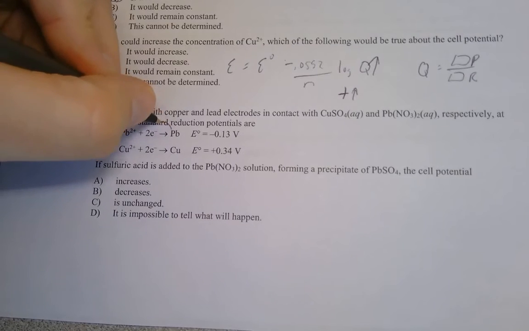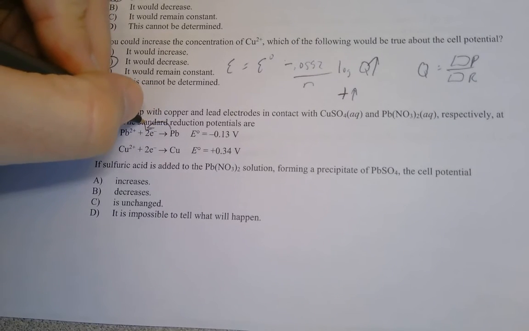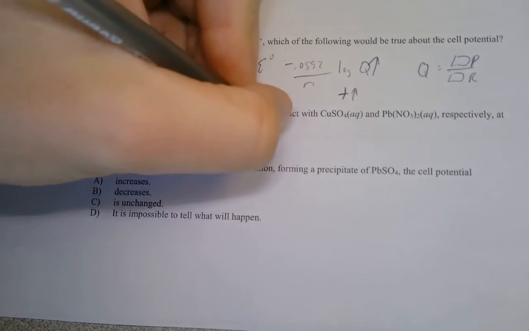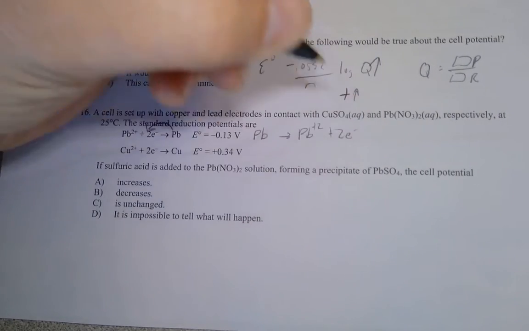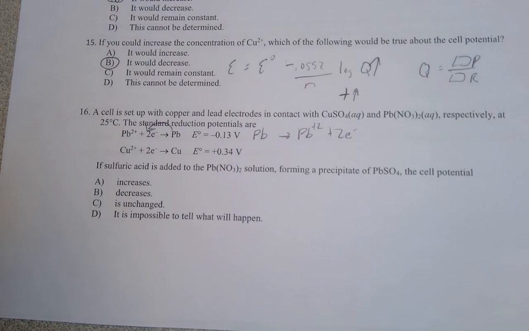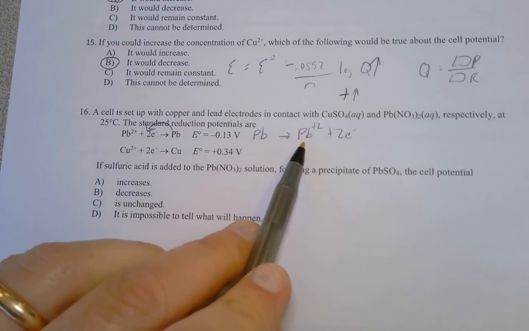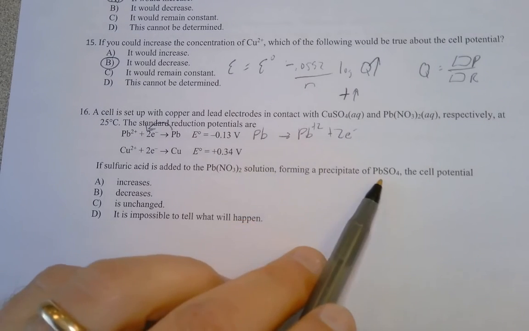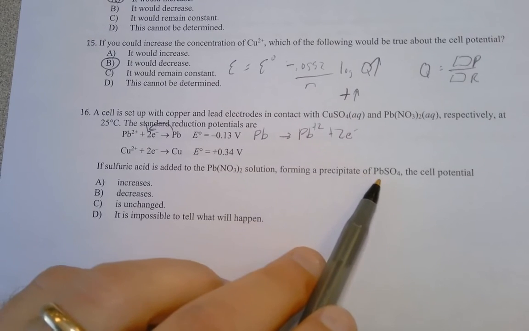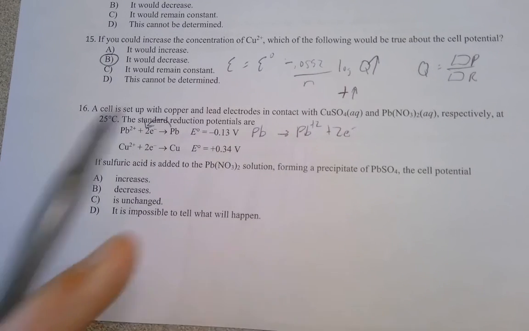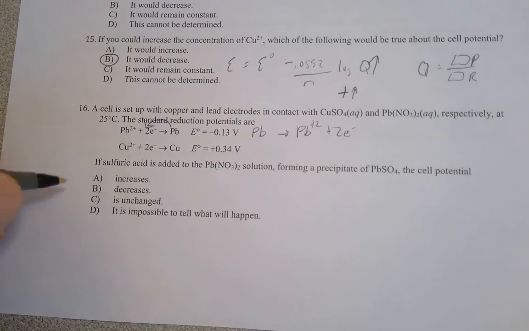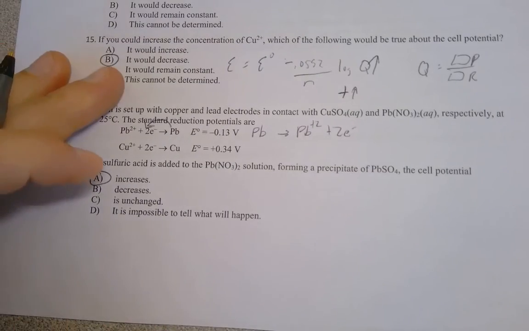So we're going to flip this around and go from lead to lead plus 2 electrons. And so lead is a product. So if I add something to this, it's going to cause that lead to precipitate, right? So this is going to precipitate our lead out of the solution. That's going to drop my products, which is going to make it easier for the lead to go into solution. So our cell potential will increase there, right?